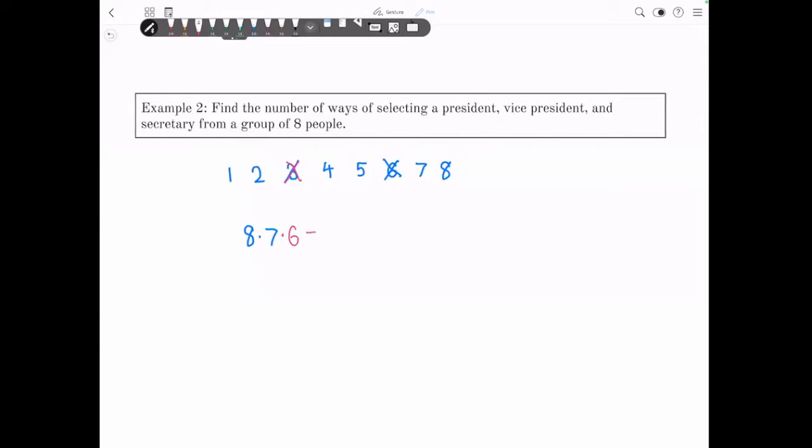Therefore, there are 8 × 7 × 6 ways to choose the president, vice president, and secretary from the group of eight people. And this is just 336 if you multiply it out. So this is the final answer for this problem. Do any of you have any questions on this problem? You can put them in the chat if you do.